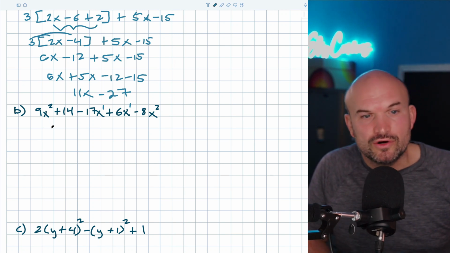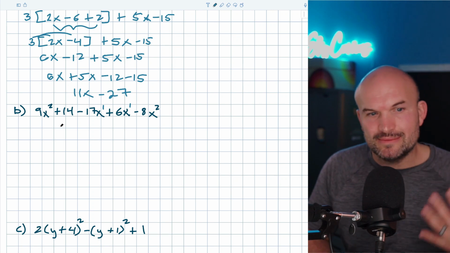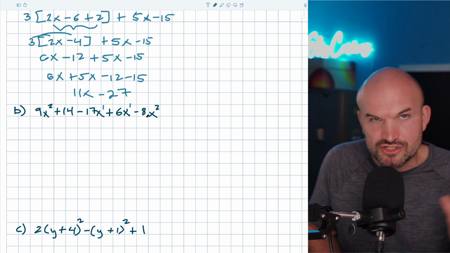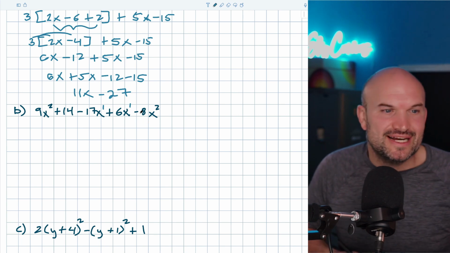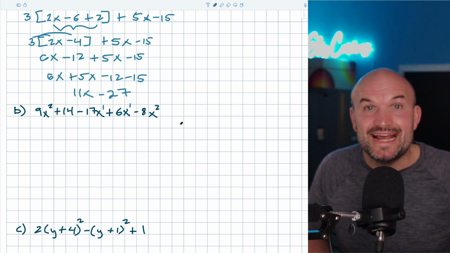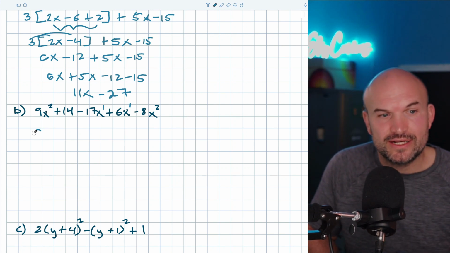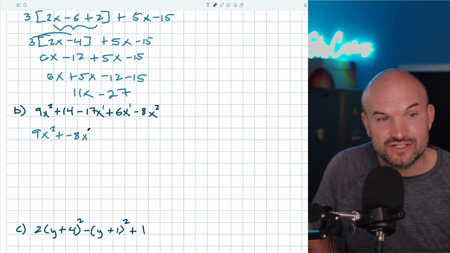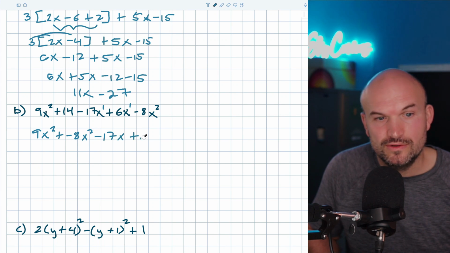And you can only do that across addition. So what sometimes gets confusing for students is they're like, well, this is minus an 8x. So how can you associate that? How can you put that next to the 9x? Well, again, remember what we did previously, right? Adding a negative is the same thing as subtracting. So I can rewrite this as a 9x squared plus a negative 8x squared, right? And then here, this is already next to each other. So that's cool. And then I'll have a 14.